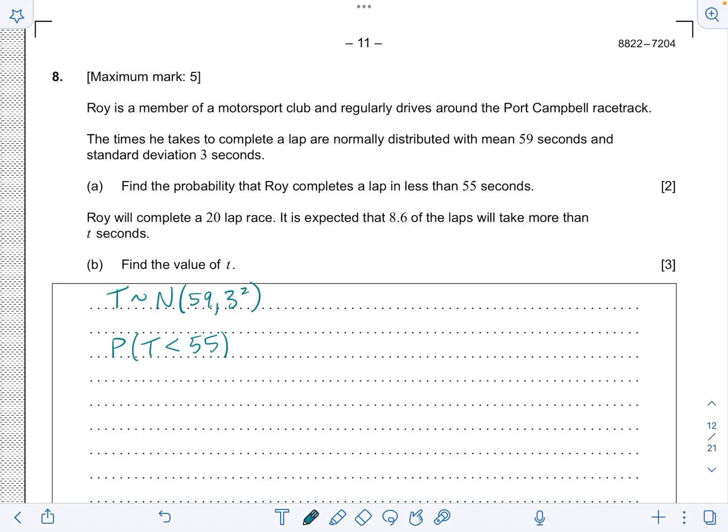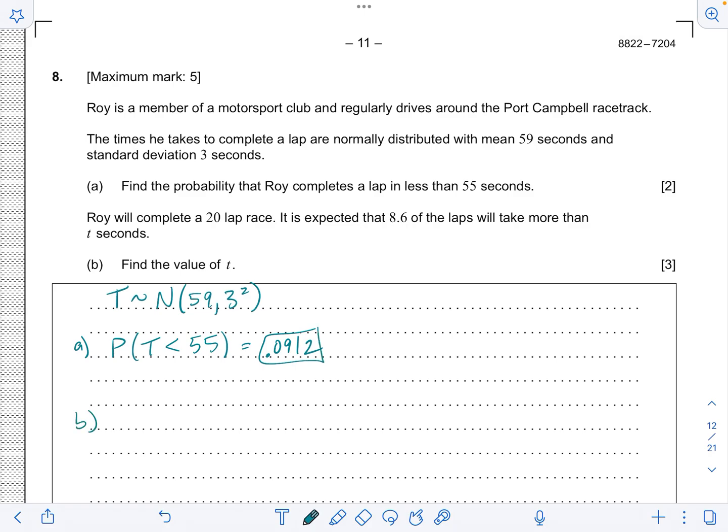So a normal CDF, cumulative distribution, with our lower value being -1E99, so basically as small as we can get it, and our upper being 55, with your mean or mu of 59, and sigma is 3. And when you run that, you get that, let me just make sure I did this right. Yeah, that probability is 0.0912. And that's the answer to part A.